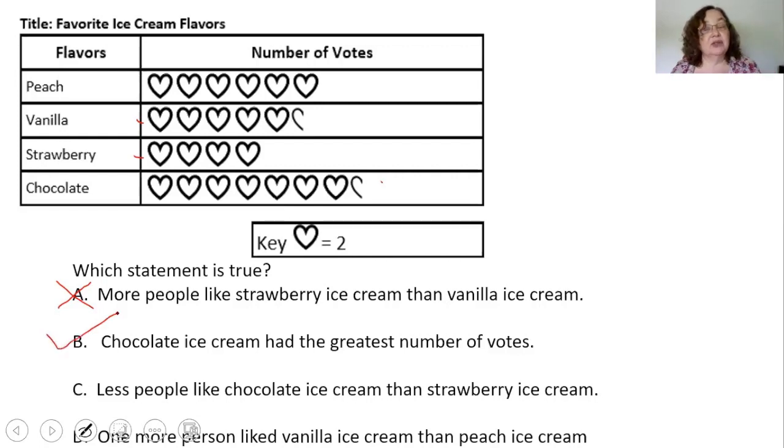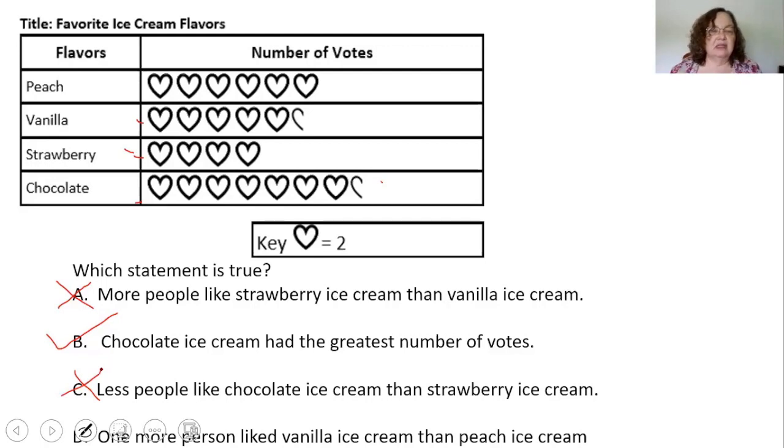Now, as a good mathematician, I want to read all of them. C says less people like chocolate ice cream than strawberry ice cream. Ooh, here's chocolate and strawberry. Did less people like chocolate? No, more people like chocolate than strawberry. So that cannot be it.